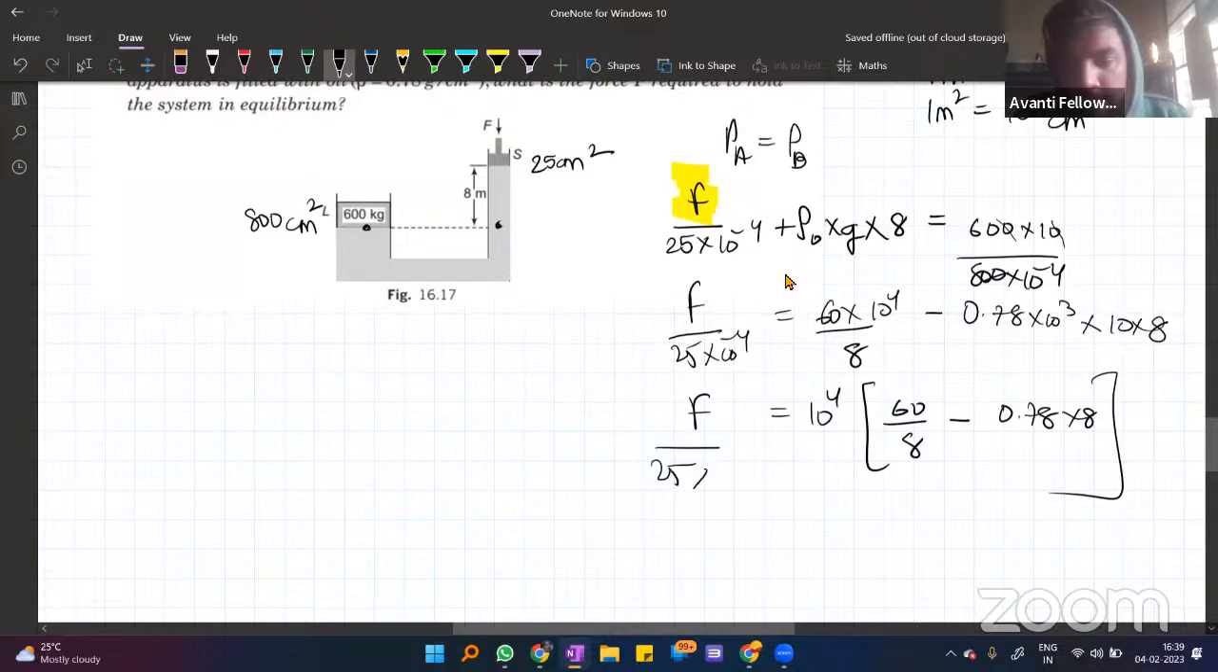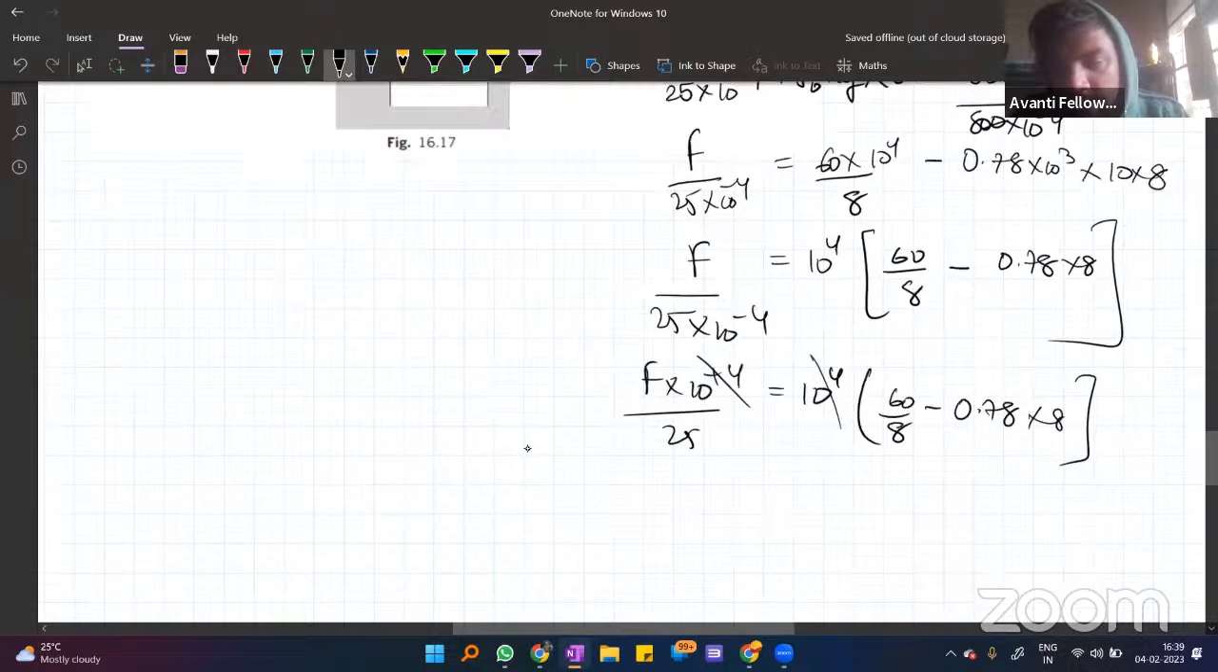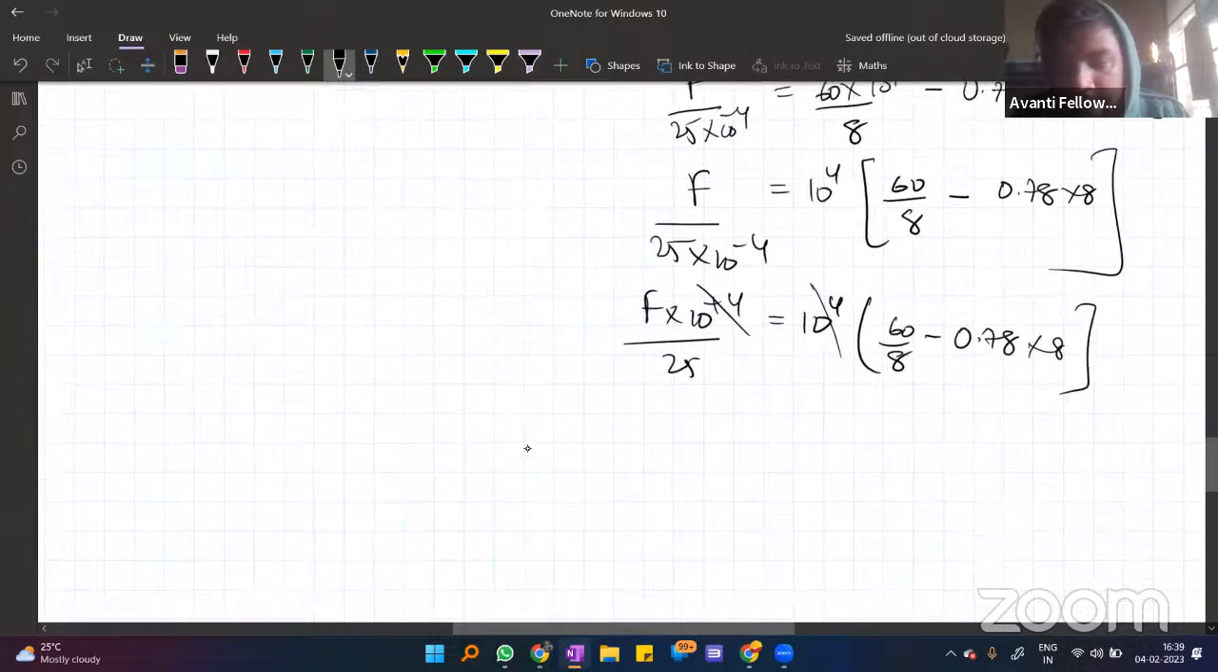F upon 25 into 10 to the power minus 4. So this will basically become 10 to the power plus 4 divided by 25, which is equal to 10 to the power 4 times 60 by 8 minus 0.78 into 8. 10 to the power 4 and 10 to the power 4 will get cancelled out, and you can easily find the value of what we say F, right?